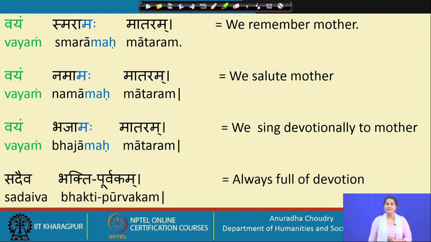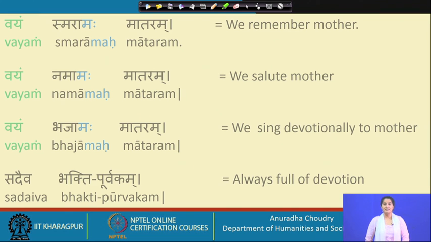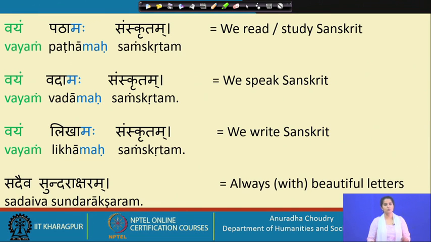Now, just one thing is that what you find out here with smaramah mataram, normally there is a rule of sandhi there, and it should have technically become vayam smaramo mataram, but in order to keep it clear for us, I have left it in the original form itself. So what I suggest is we'll do the song once together.